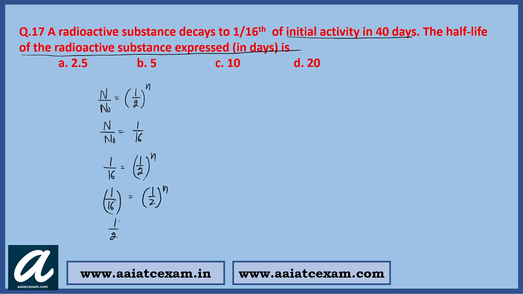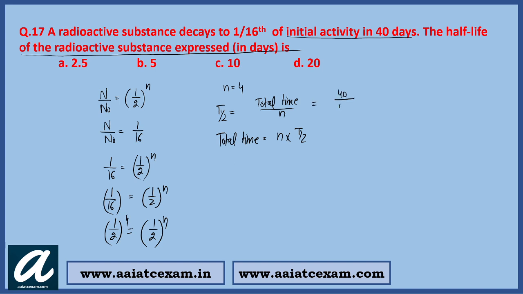So I can say 1/2 raised to the power 4 should be equal to 1/2 raised to the power n. Comparing both sides, n should be equal to 4, students. Now, can I calculate the half-life here? You know that the total time period is always equal to n times t half. So t half will be equal to total time divided by n. What is the total time, students? It is 40 days divided by 4, and you will get 10 days. So your answer is option C.